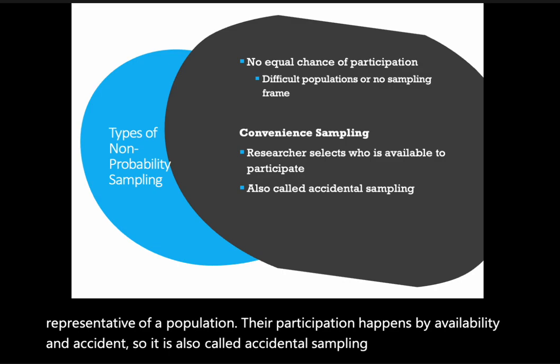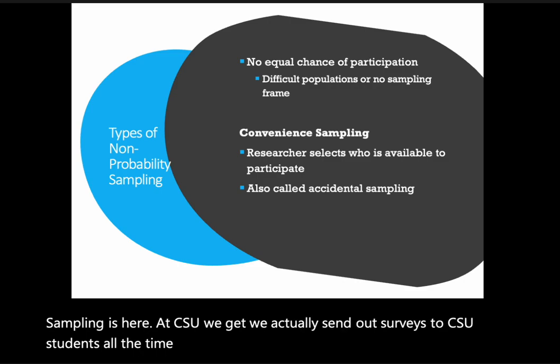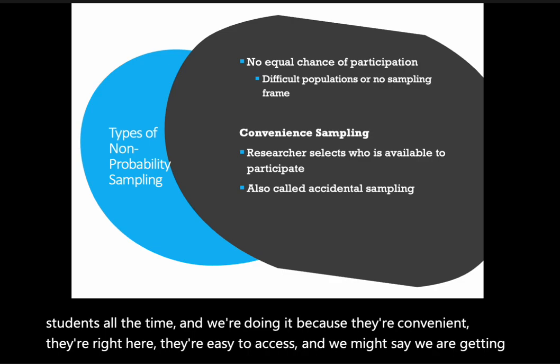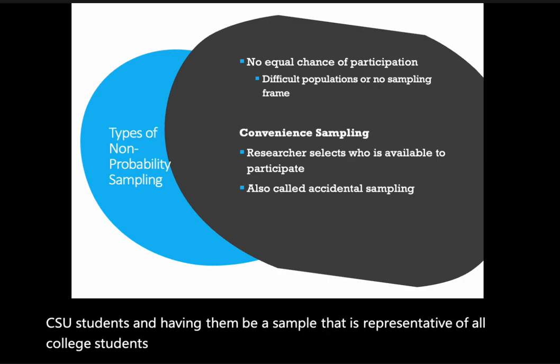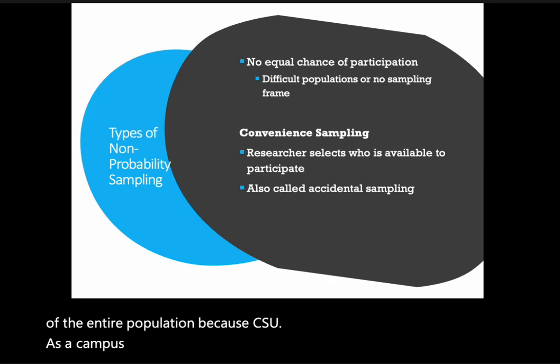A good example of convenience sampling is here at CSU. We actually send out surveys to CSU students all the time, and we're doing it because they're convenient. They're right here, they're easy to access. And we might say we are getting CSU students and having them be a sample that is representative of all college students. But in reality, CSU students are not representative of the entire population because CSU as a campus is not like all other colleges on various fronts. So that's an example of convenience sampling.